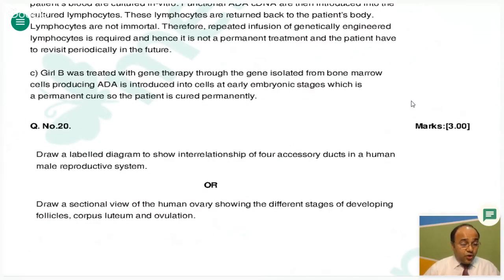So again, we have to draw a well-labeled diagram of the accessory ducts in the human male reproductive system. You can draw rete testis, right? Then we have the epididymis, vas deferens, the copulatory duct, the urethra. All these are a system of tubes just to transfer the sperms to the outside, right? So all those will form your accessory reproductive ducts, right? Of course, not the seminiferous tubules, because seminiferous tubules are the main tubes where your spermatogenesis occurs, right?